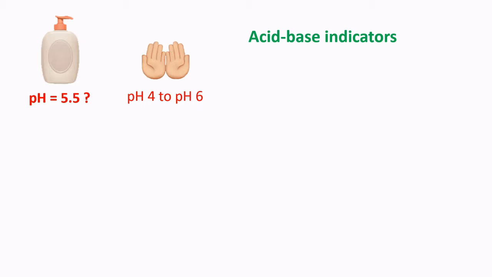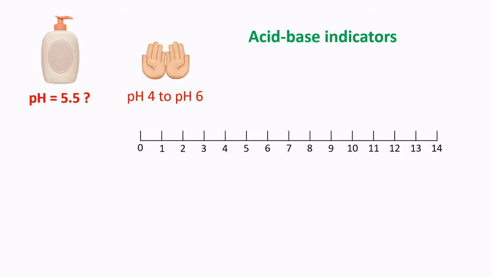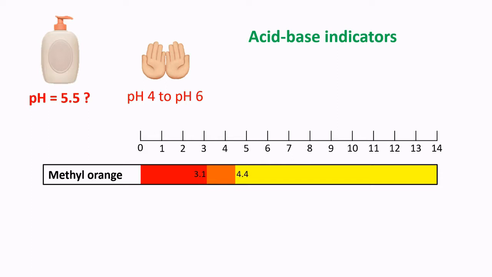There are many different types of acid-base indicators with various indicating ranges. Three of the common ones in school laboratories are methyl orange, litmus, and phenolphthalein. Methyl orange has a red color at pH below 3.1, orange color at pH between 3.1 and 4.4, and yellow color at pH above 4.4.